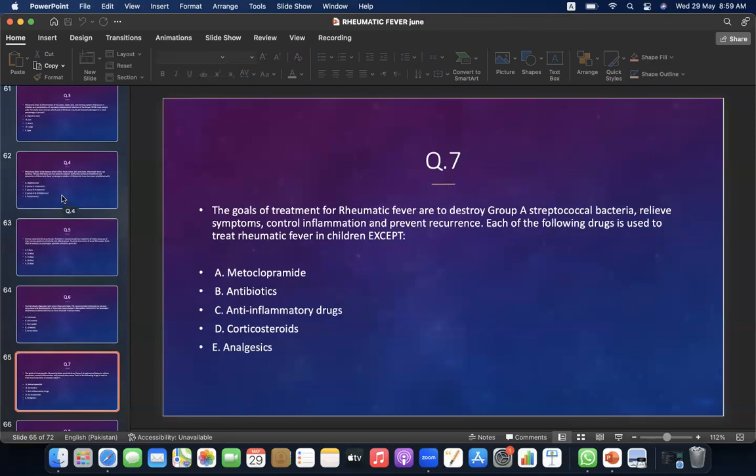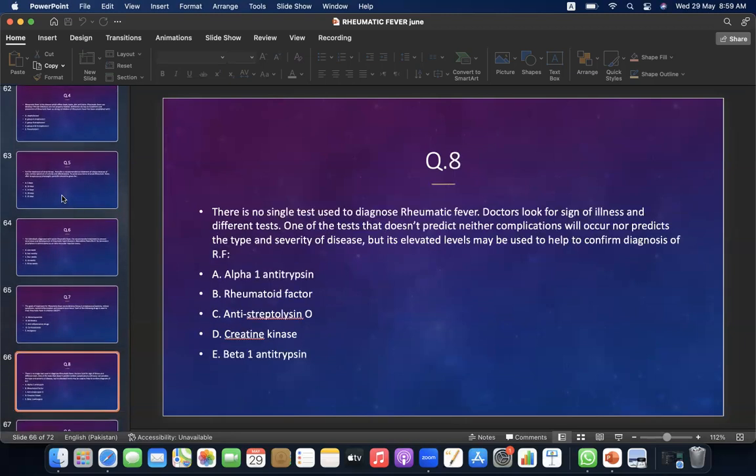Seventh, the goals of the treatment for rheumatic fever are to destroy group A streptococcal bacteria, relieve symptoms, control inflammation, and prevent recurrence. Each of the following drugs is used to treat rheumatic fever in children except A, metoclopramide, B, antibiotics, C, anti-inflammatory drugs, D, corticosteroids, or E, analgesics. Anyone? The answer is A.